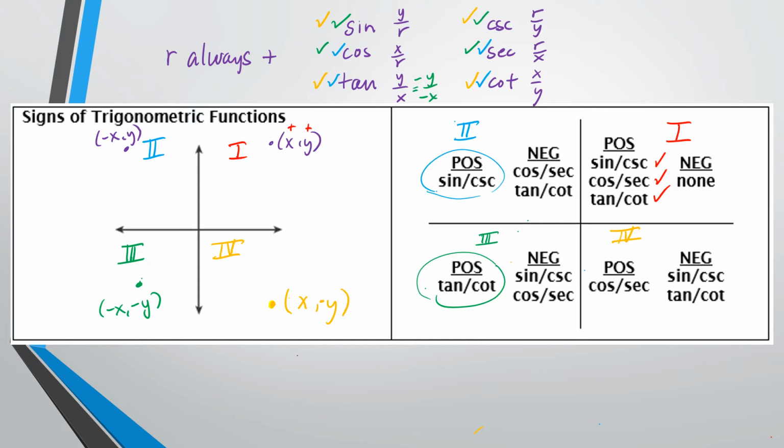But then if you notice cosine and secant, they don't have the check mark next to it because they don't even use the letter y. So everything's going to be positive there. So that's why you see cosine and secant are positive in quadrant 4 and everything else is negative.